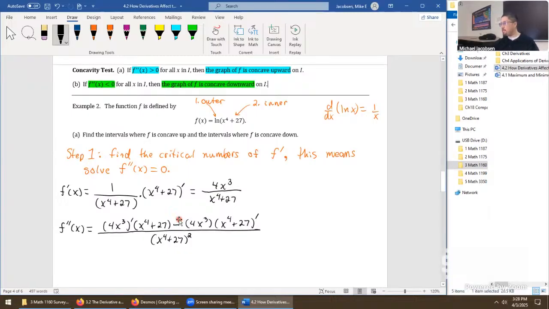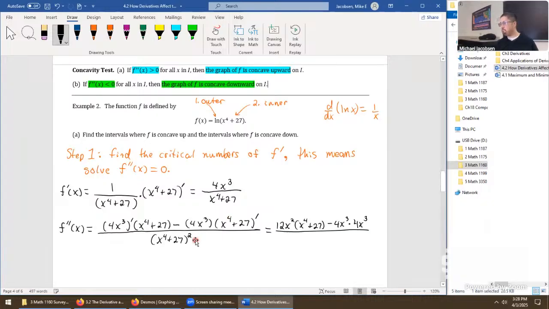So this is our first step. Next step, we're computing those two derivatives indicated with the prime symbols. This one is going to be 12x squared, multiplying x to the 4th plus 27, minus 4x cubed times, this is another 4x cubed.